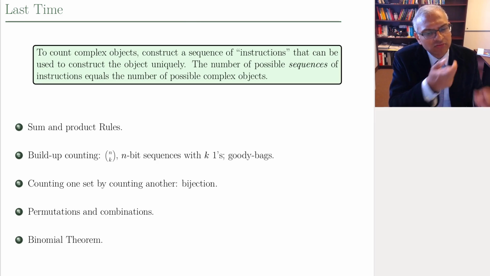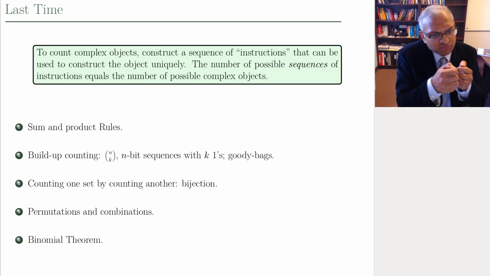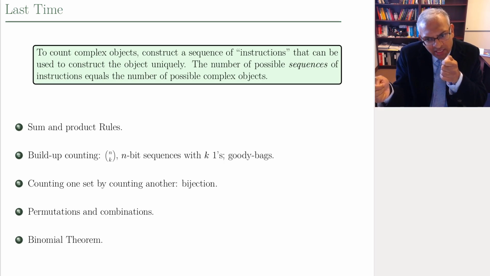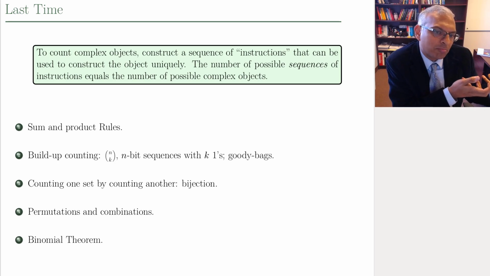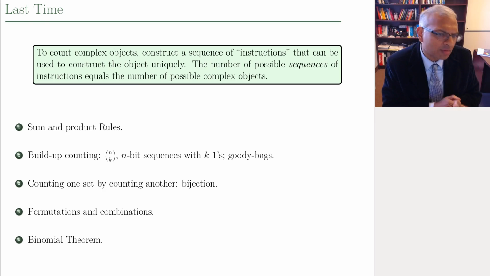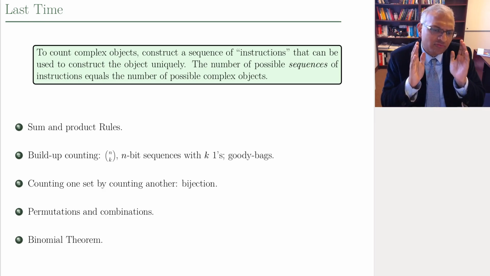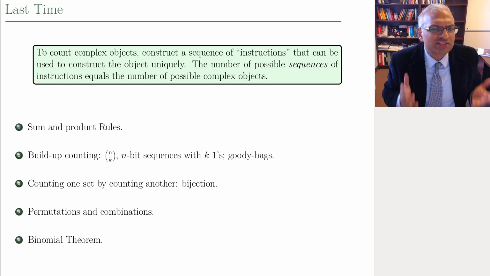The basic idea is to think of a complex object as being built up by a sequence of instructions. And if you can count the number of ways to put together that sequence of instructions, you can count the number of complex objects. Okay, we talked about certain rules, the sum and product rule, very powerful rules for counting, and everything we did ultimately boils down to the sum and product rules.